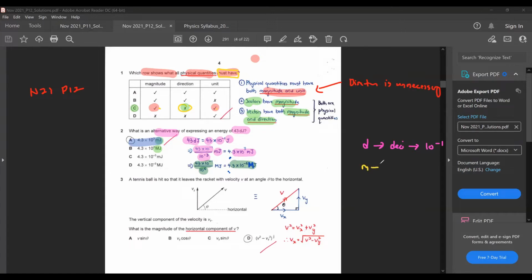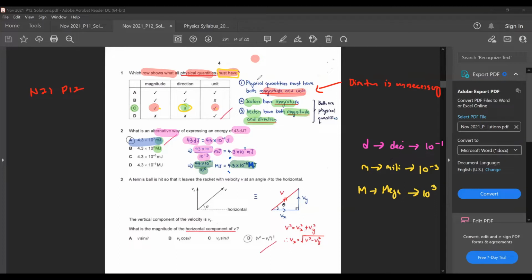So milli is 10 power minus 3. Mega is 10 power 6. Okay. So this is simple unit conversion that you probably should know by now. Okay, so answer is A.